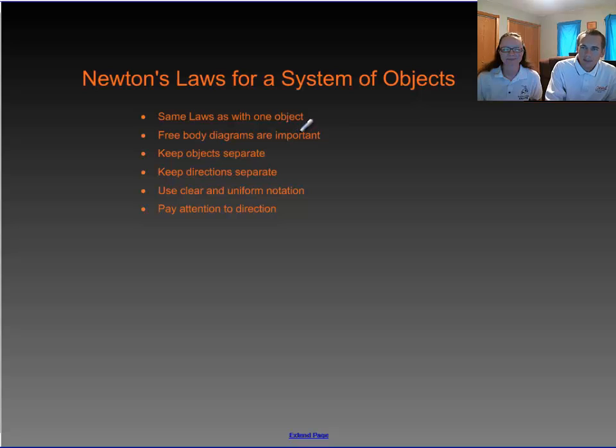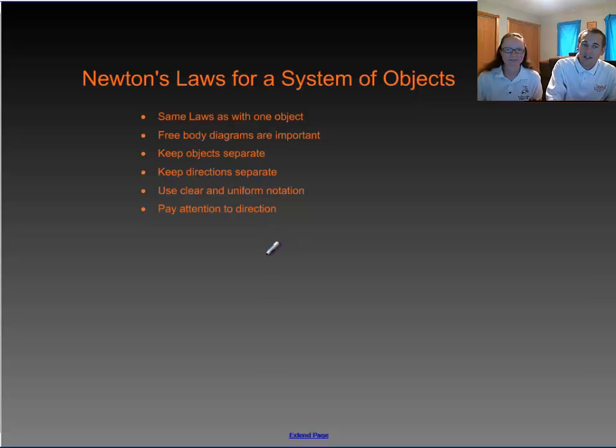Alright, so we're going to keep going with Newton's second law, and we looked at how we can use it to solve for weight and things moving in the vertical direction. Now we're going to combine things. So instead of just having one object moving vertically or just having one object moving horizontally, we're going to have a system of objects connected that are moving together.